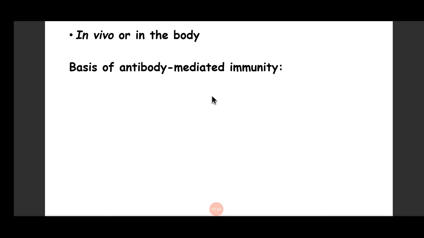And when it binds on the surface of an infected cell, other methods can come and kill that cell, either complement or antibody-dependent cell-mediated immunity. They can come and kill the cell which is marked by antibodies, right? So this is what happens in vivo, or inside the body. And you are going to study this in great detail in the subsequent lecture, which is immune response.